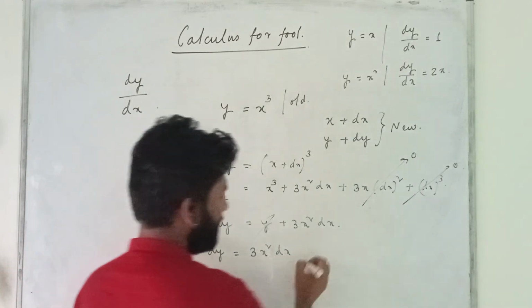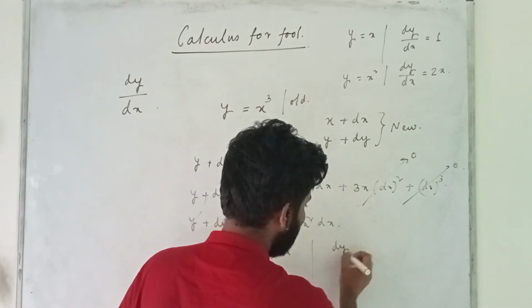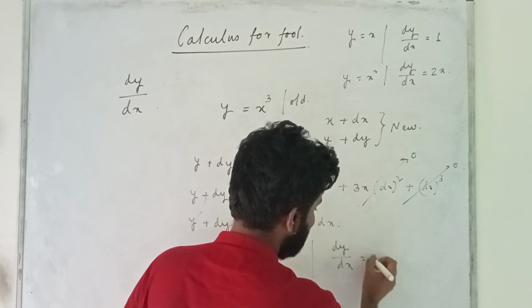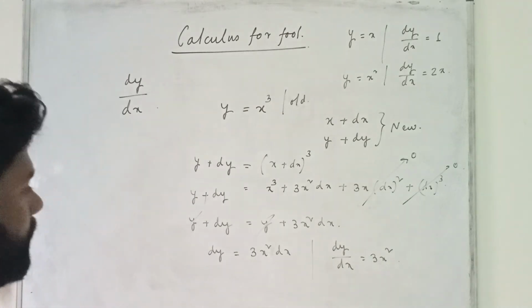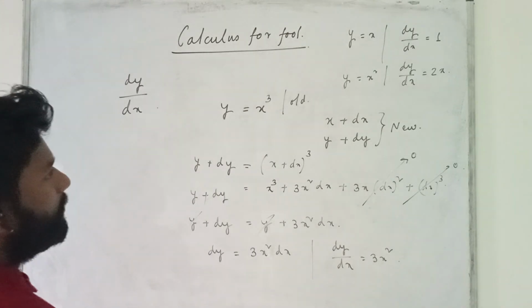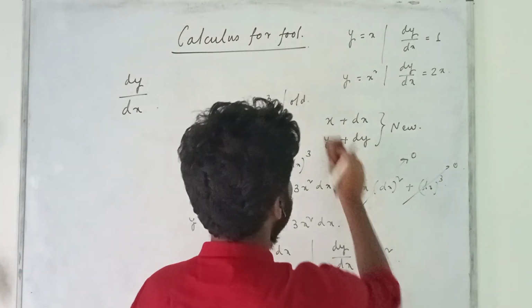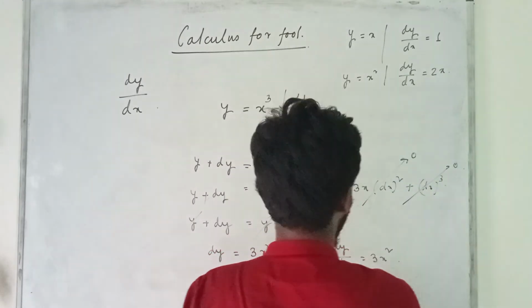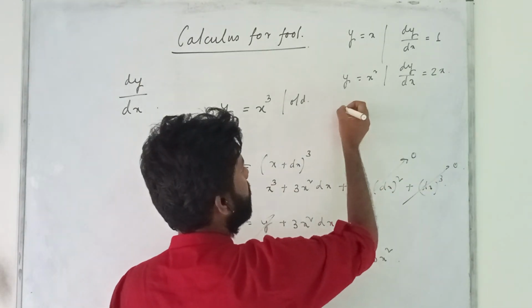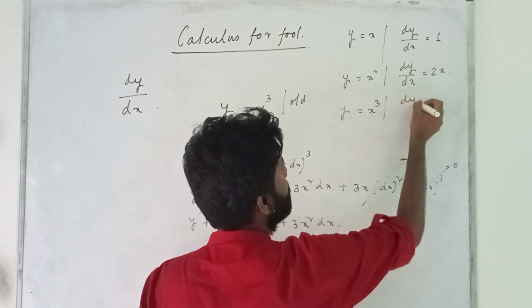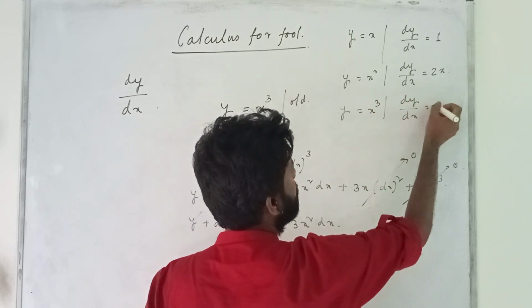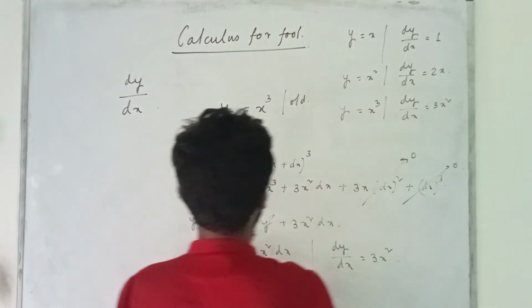And what is dy over dx? It's a very simple thing. dy over dx equals 3x squared. So if y equals x cube, then dy over dx becomes 3x squared.